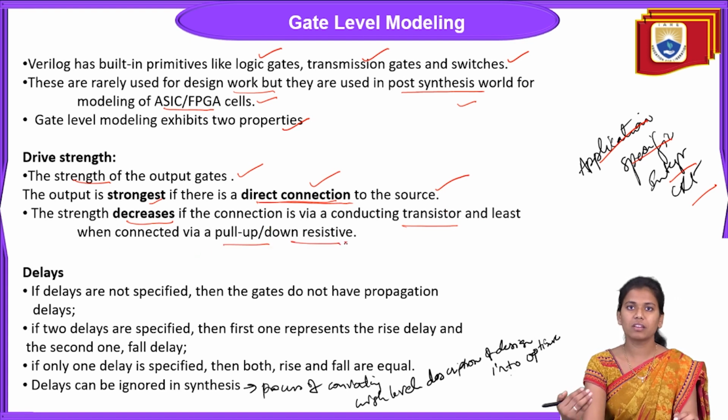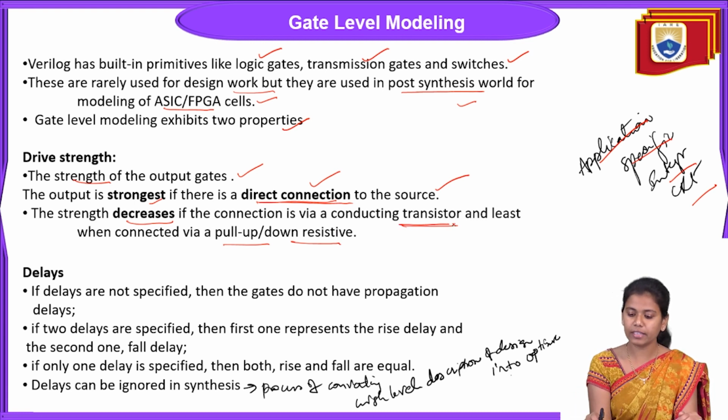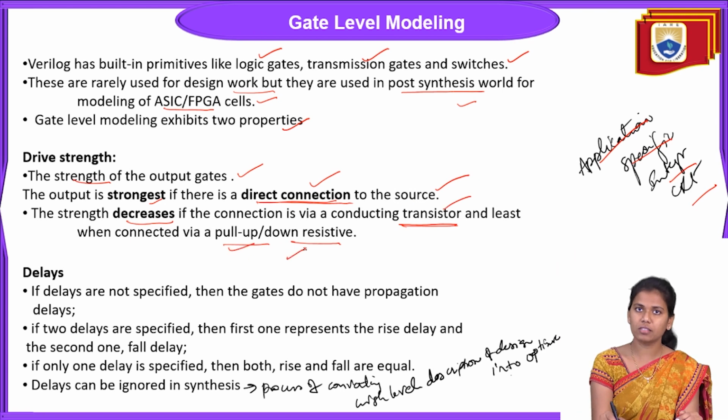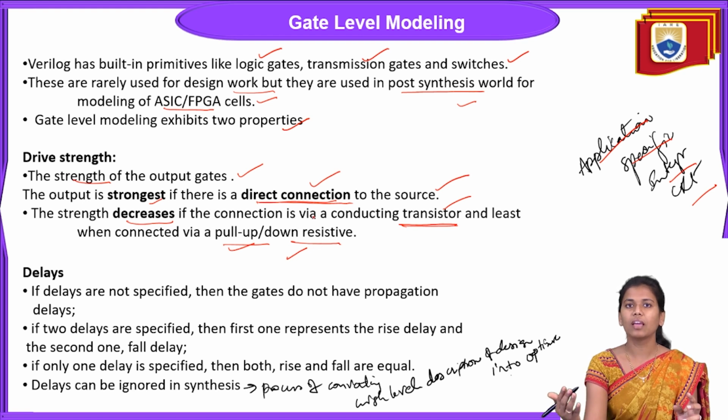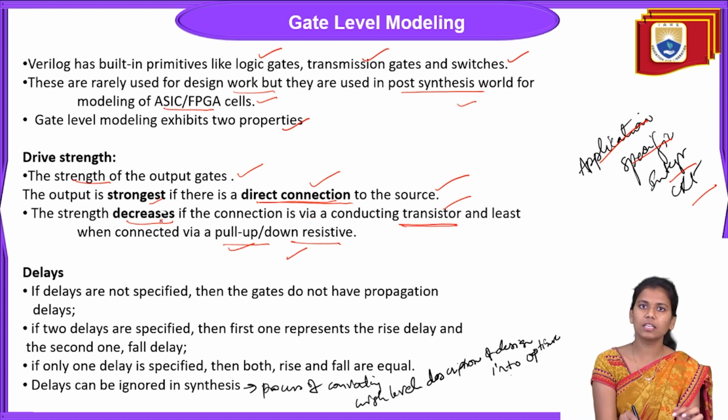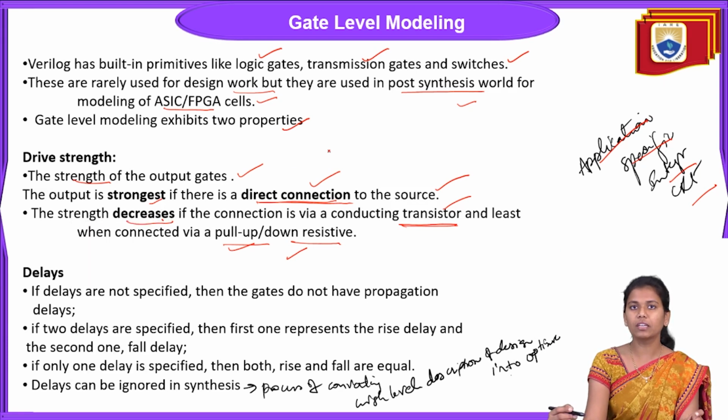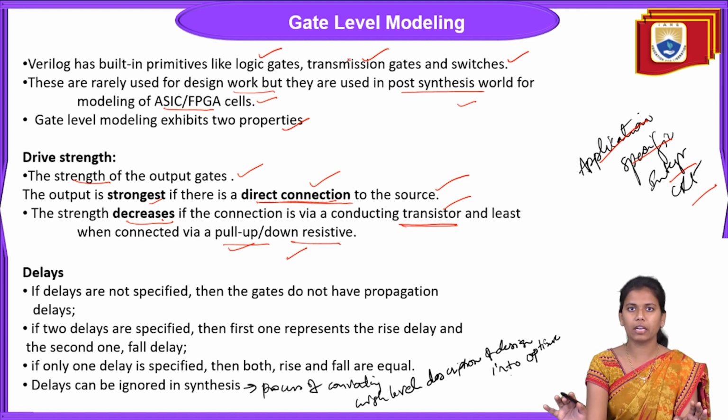And here the strength becomes minimum when the connection is not direct but via transistors or resistors. If there is a connection via transistors or resistors, then the strength of the output gate decreases. So these are the two important points to be remembered when it comes to drive strength. This is one of the properties of gate level modeling.